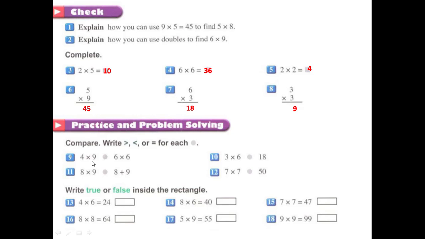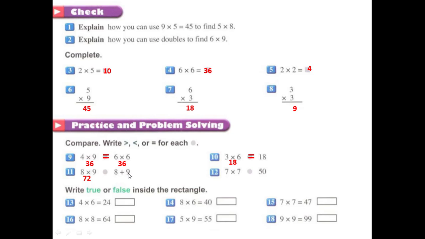4 times 9, you should solve the answer, the product at the first, then you can decide which one is greater. 4 times 9 is equals to 36. 6 times 6 is equals to what? Is equals to 36. Both of them are equals, so is equals to each other. 36, 36. 3 times 6 is equals to what? 18. And the another side we have 18 too. Again, equals.